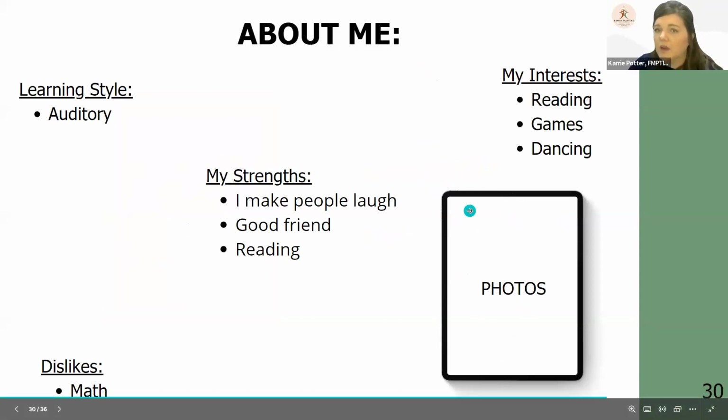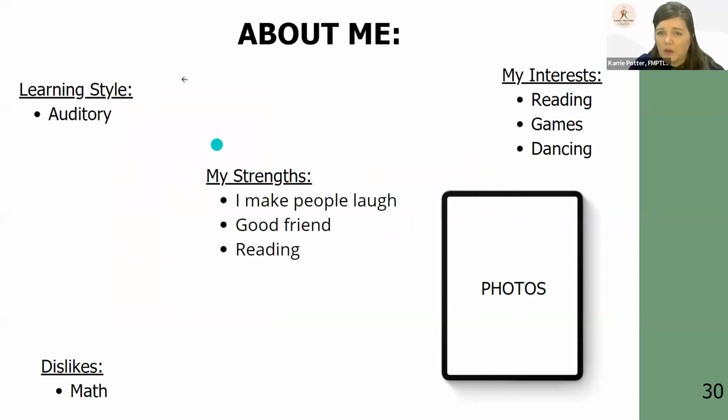Another example would be including information about me, learning style. If you're in school or going into college or even for a job, what is my learning style? Do I learn things better auditorily? Am I more a visual learner? What methods of learning do I do best with? What are my strengths? I make people laugh. I'm a good friend. I'm good at reading. Dislikes, I don't really like math. Those are things that could be helpful to include.